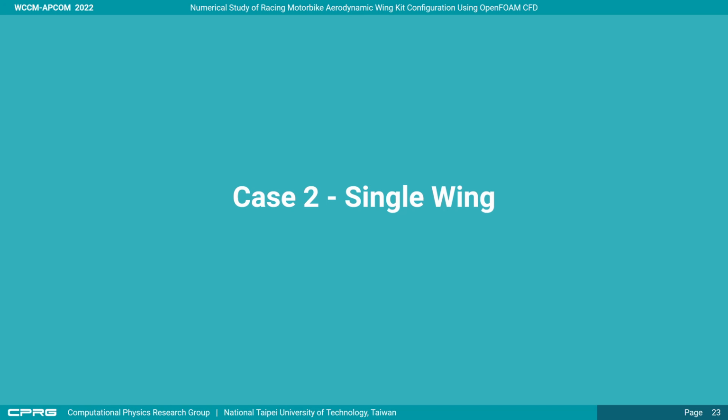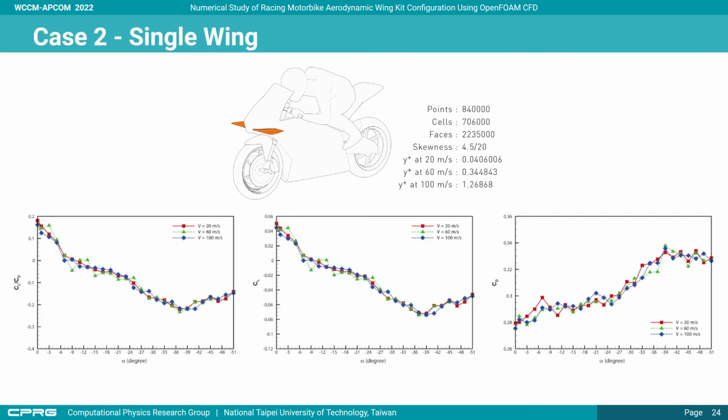In case 2, with the angle of attack from 0 to minus 51 degrees, the highest absolute value of lift-to-drag ratio appears at minus 37 degrees. Notice that while the inlet velocity increased from 20 to 100 meters per second, the y plus value got higher, but it's always under 5.